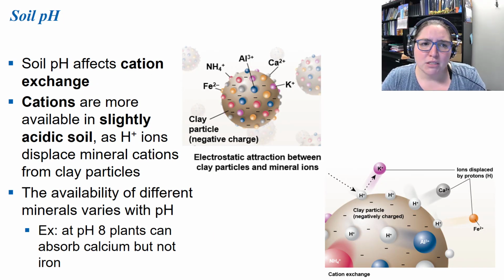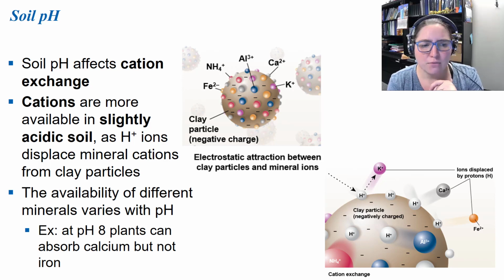So soil pH is important because it affects cation exchange. What's a cation? It's an ion with a positive charge. So cations are more available in slightly acidic soils because hydrogen ion is going to displace the mineral cations from clay particles. Clay particles have a negative charge, so that negative charge clay particle attracts the cations. But when hydrogen ion comes in and displaces it, those nutrients are more available to plants.